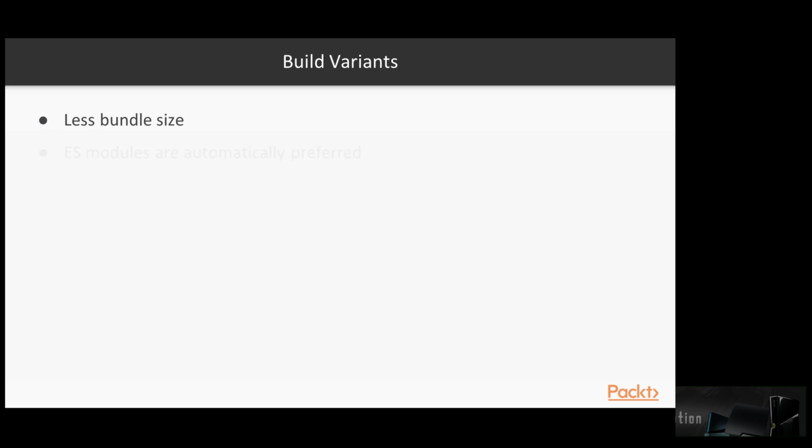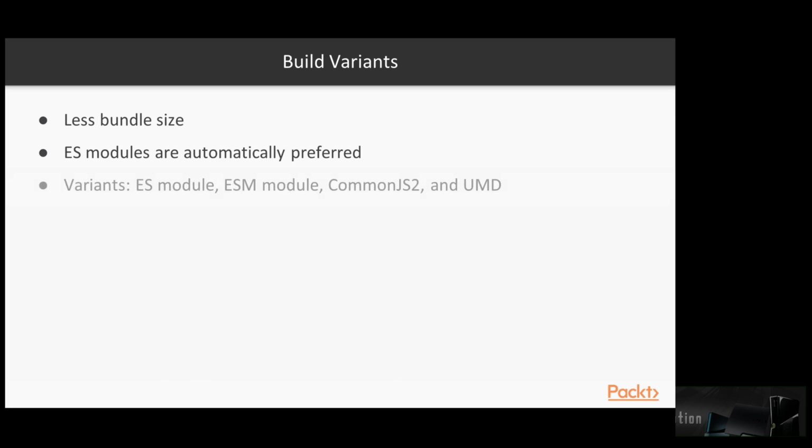If your bundler supports ES modules, they will be automatically preferred over CommonJS. For variants, we have ES module, ESM module, CommonJS2, and UMD. ES module and ESM module are for Webpack 2 environments, where CommonJS supports the environment of Webpack 1 only, and UMD is for browser environments.